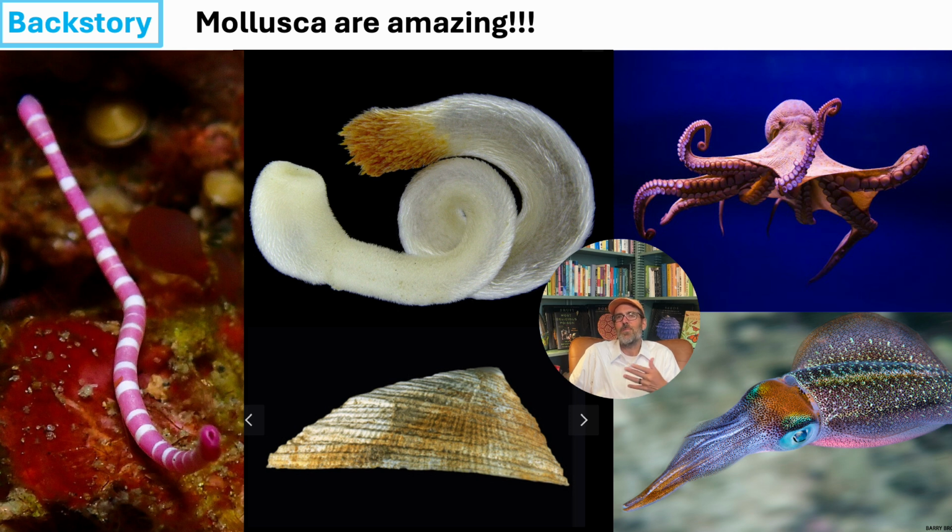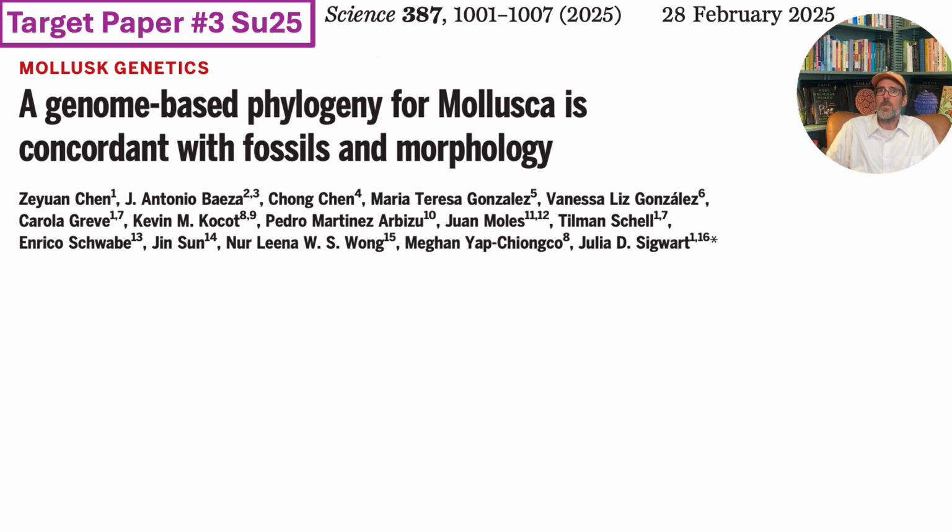So this slide is just supposed to get you interested in mollusks of great diversity, lots of different names for different groups, but a new paper came out that clarifies the phylogenetic relationships of these species, and I thought you might be interested in it. So this is the paper title: A genome-based phylogeny for Mollusca is concordant with fossils and morphology. It was published in Science in 2025, on February 28th of 2025.